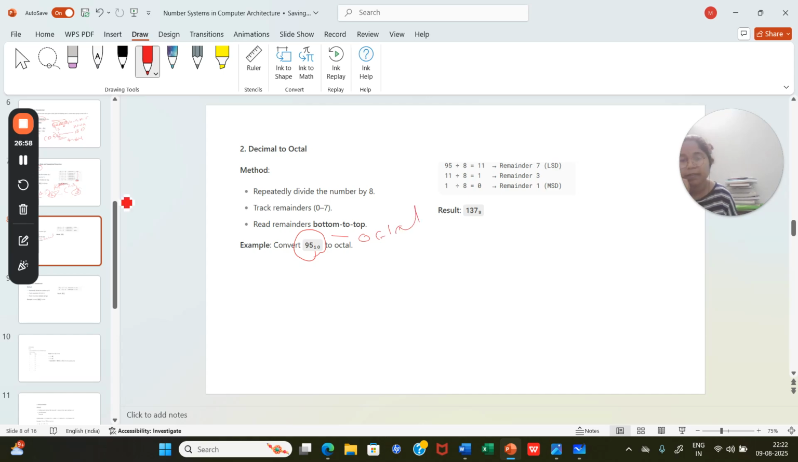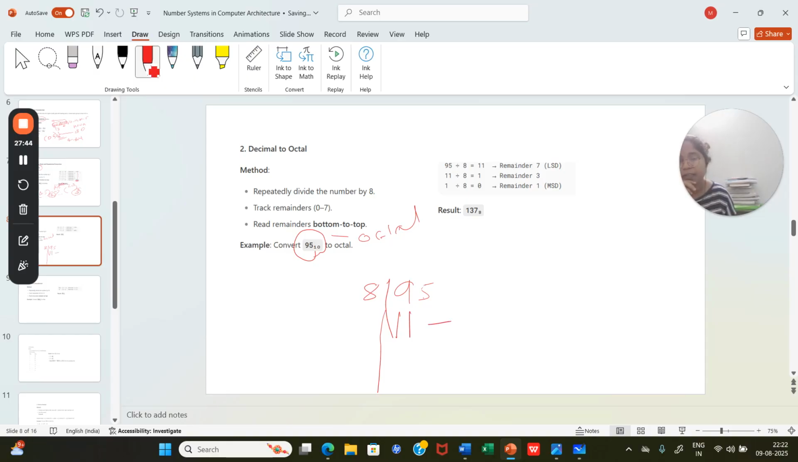To convert a decimal value to octal, you need to divide. Two methods are there. First, convert this 95. In the first method I'll divide 95 by 8. 8 ones are 8, 8 nines are 72, 15 is there. You can't divide 15 again, so I take 8, 8 ones are 8.